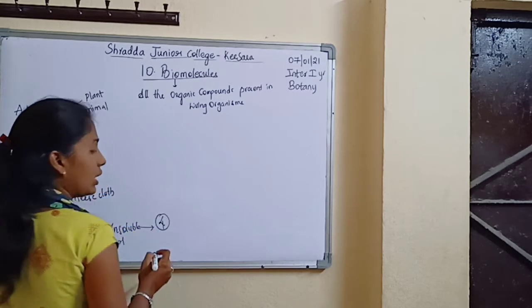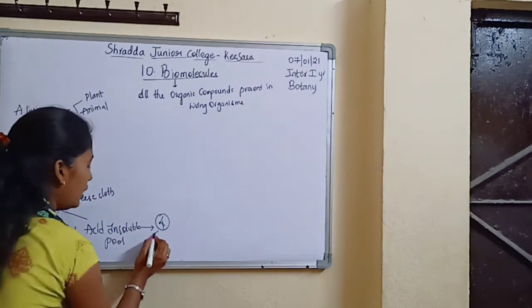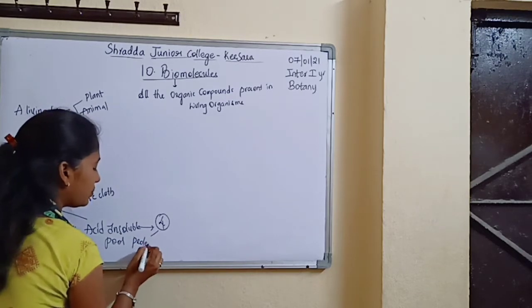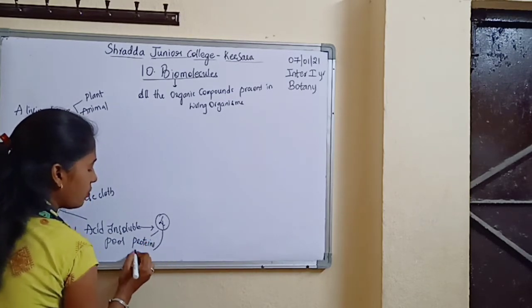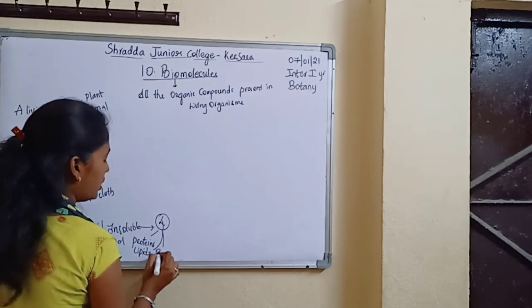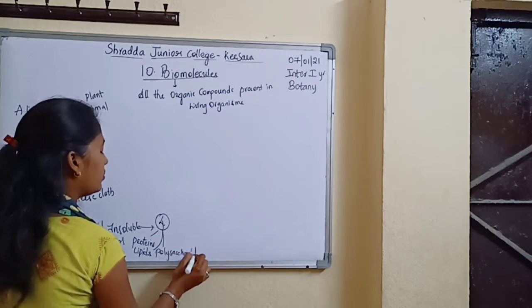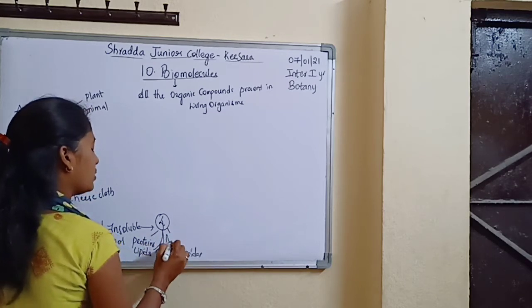Only 4 kinds of organic compounds, and those 4 kinds of organic compounds are proteins, lipids, polysaccharides, nucleic acids.